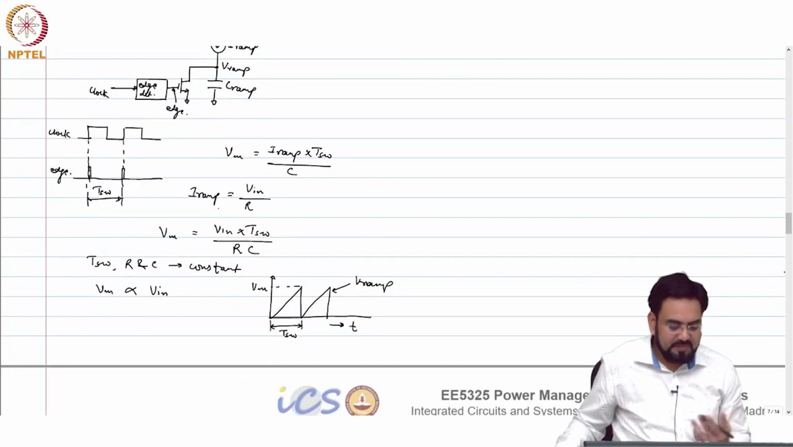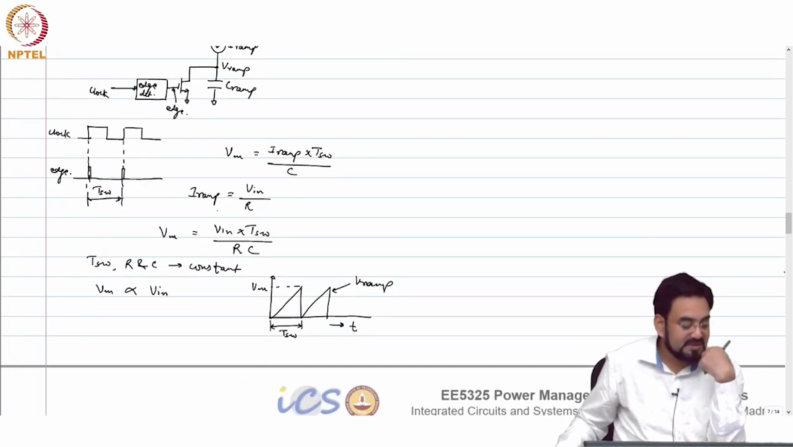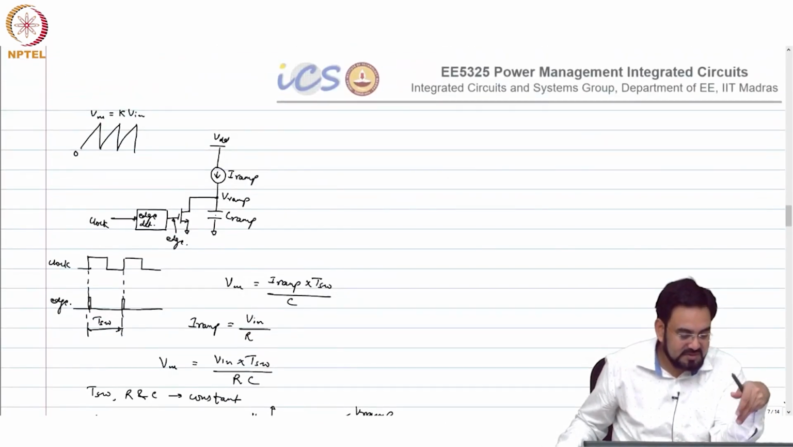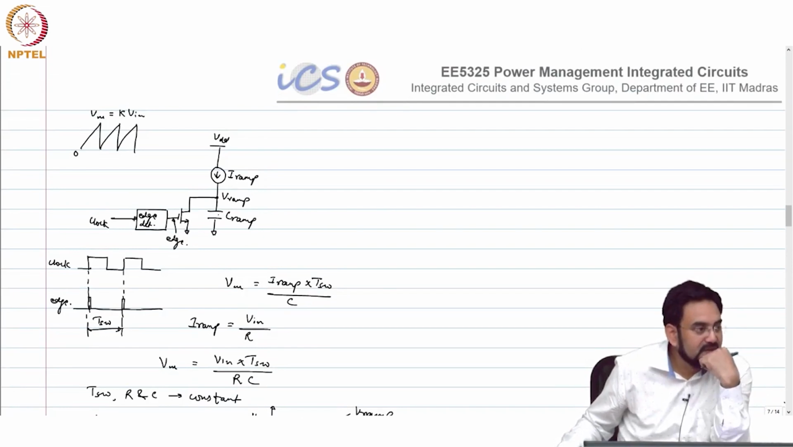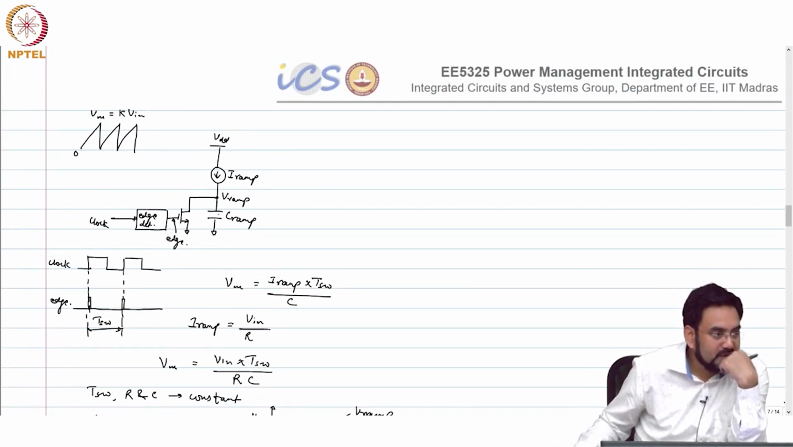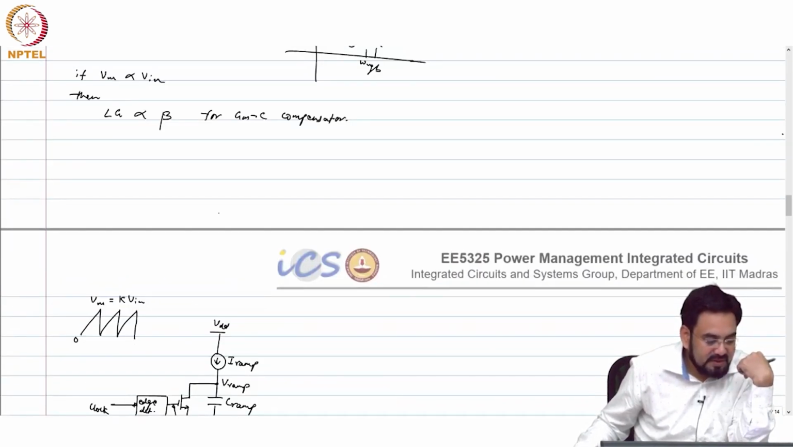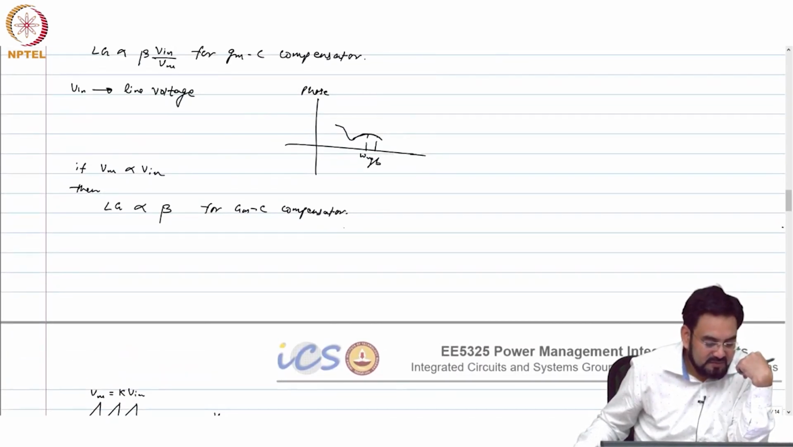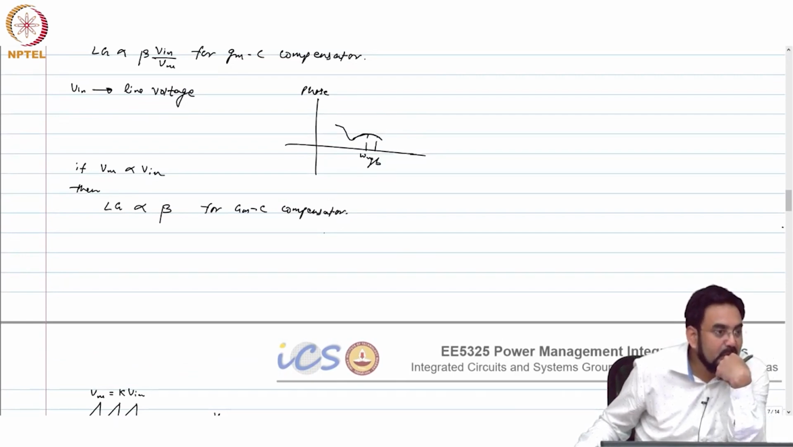So for op amp compensator, it's fine. Op amp RC compensator, all you need to do is just use this particular feed forward compensation. But for GMC, how do we do that?